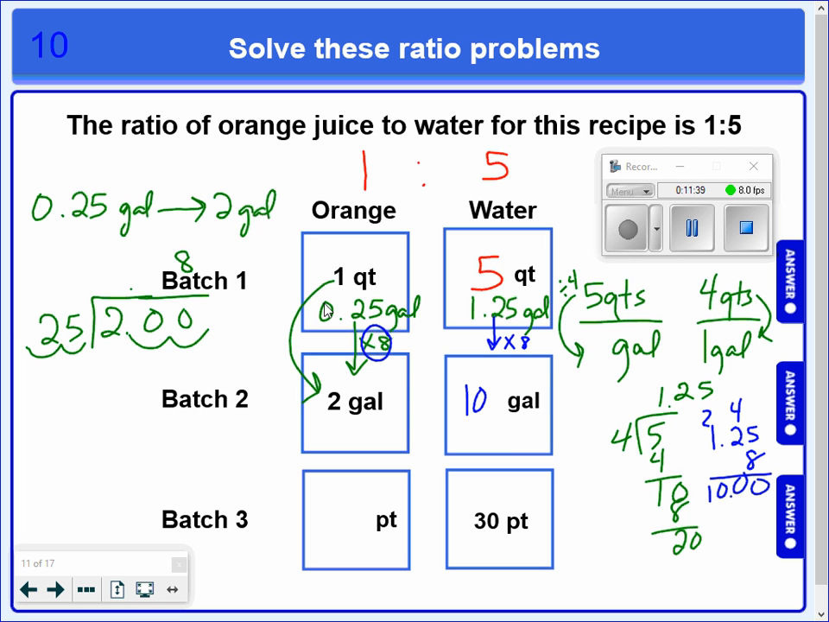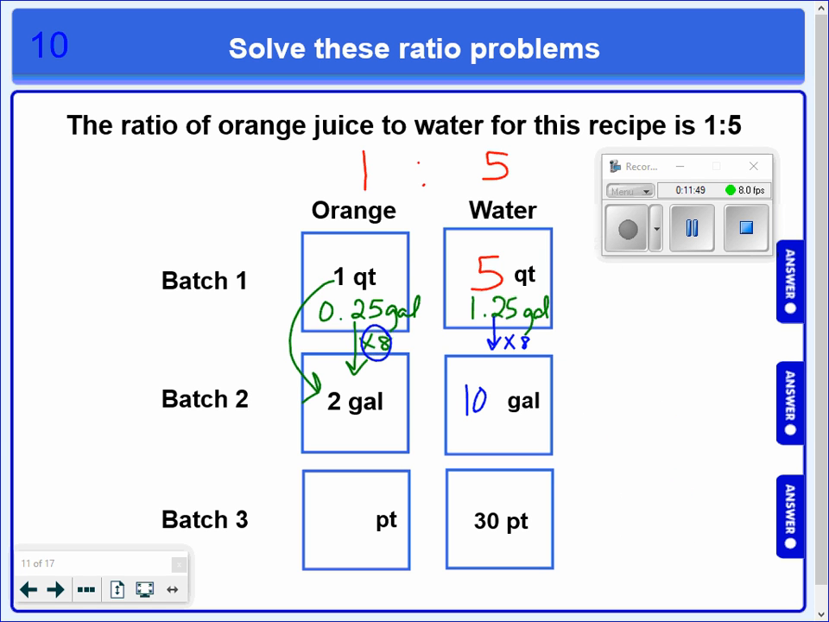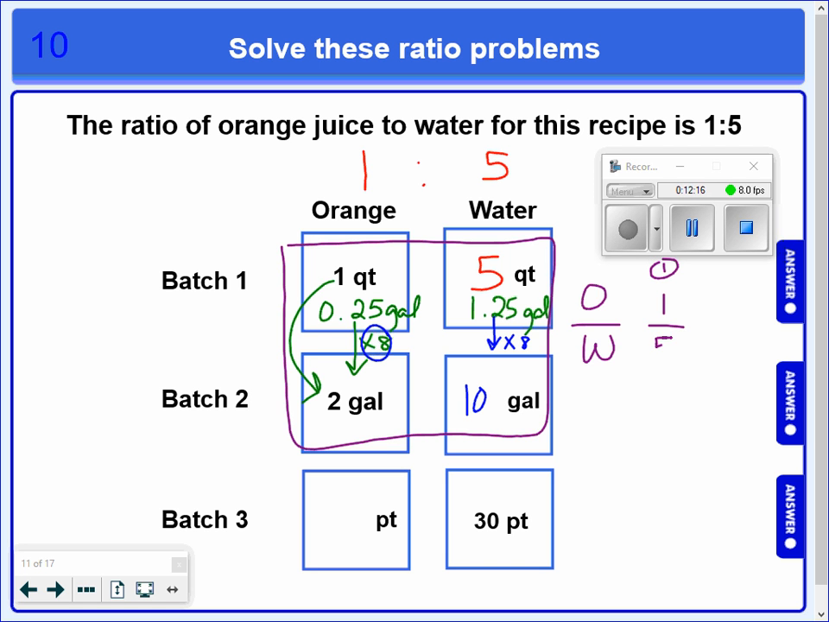Now, all of this work, I'm going to erase some of this over here so that we've got some space. All of this work has led me to start to think, was there an easier way that we could have done that? Can anybody see an easier relationship between our numbers right here? What if we used our old friend, the proportion? And if we had orange to water, and batch 1, orange to water was 1 to 5.